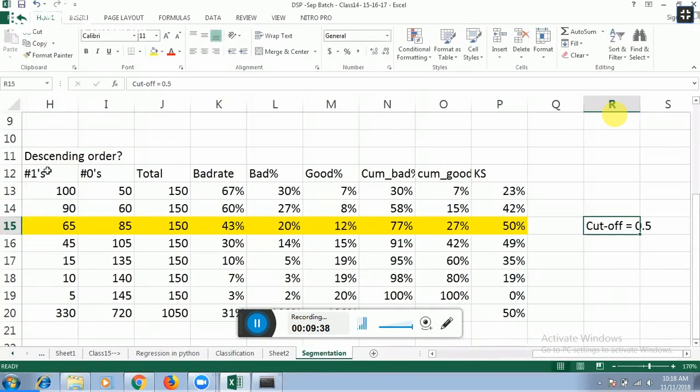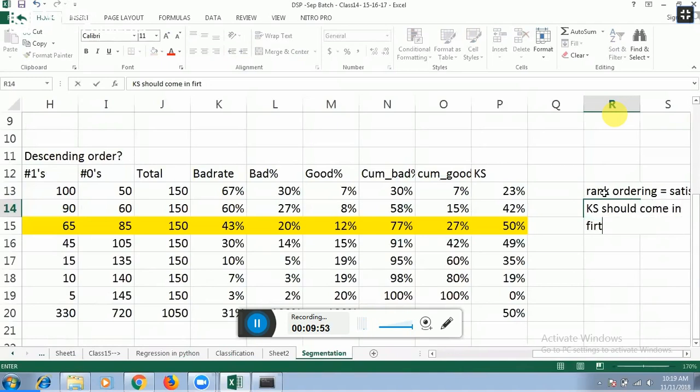So as per the rank ordering, it's satisfied. Is rank ordering satisfied or not? And the KS value should come in the first 5 deciles. So that's also coming. This is in the third decile, and the cutoff also you will decide as 0.5.